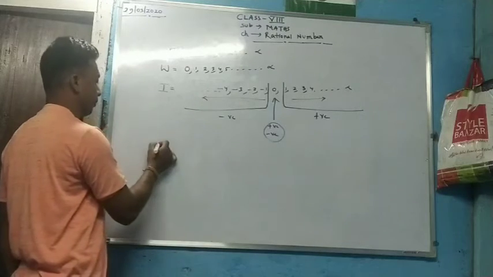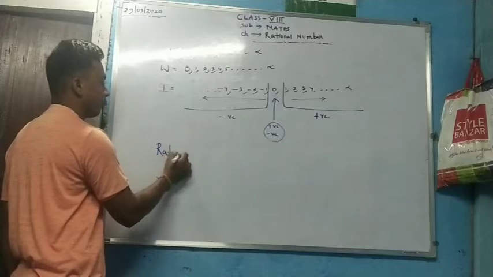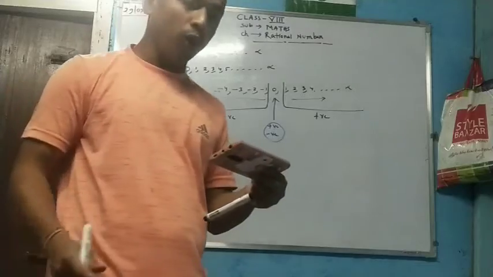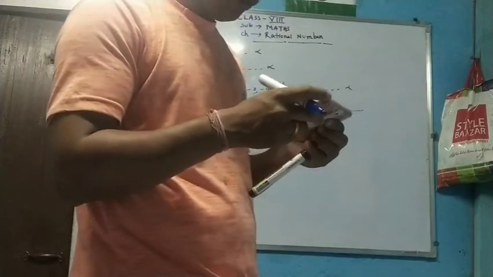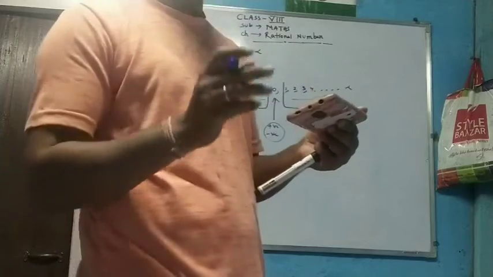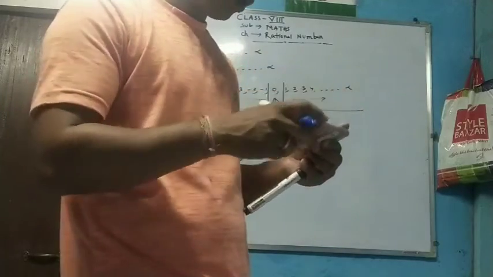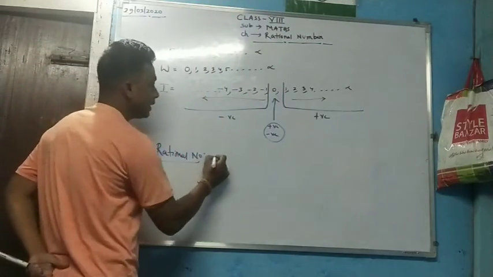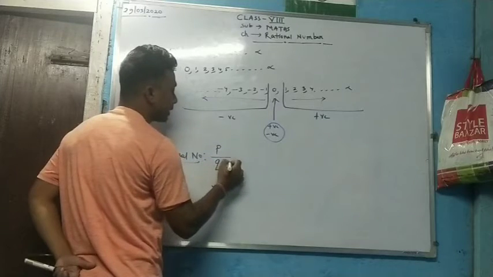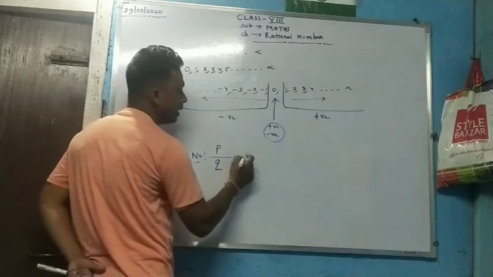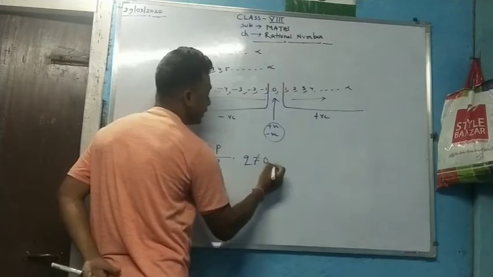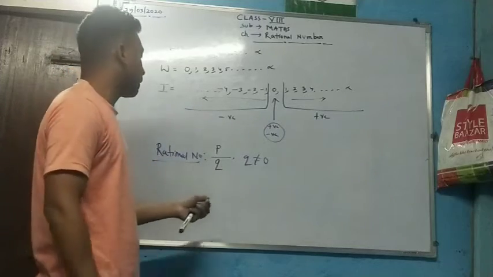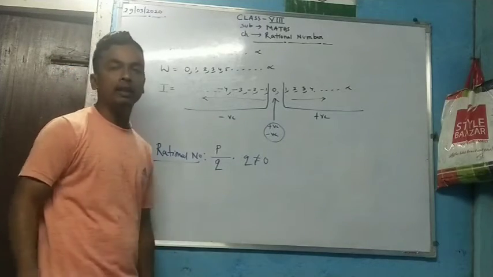Now, what is a rational number? A rational number is a number in the form p by q, where p and q are integers and q is not equal to 0. So a rational number is any number in the form p by q, meaning a fraction, and the denominator cannot be 0, meaning q cannot be 0. p and q can be positive as well as negative, but keep one thing in mind: the denominator q should not be negative.